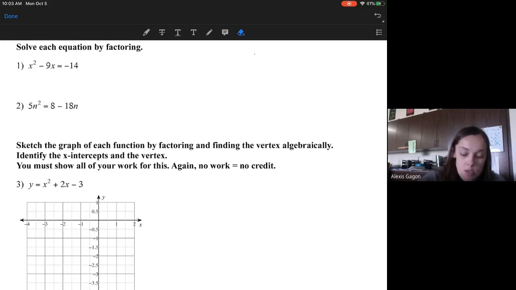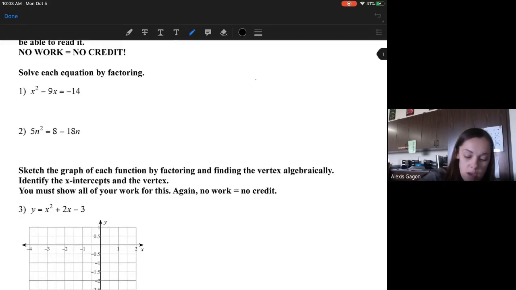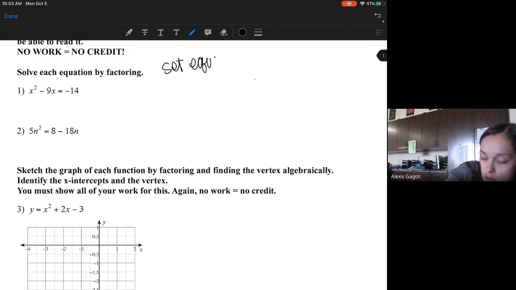Let's look at this first one. I need you to show work on this entire test, so as you're going through this, make sure you are showing work. For these first ones, if we're solving by factoring, that just means we set the problem equal to 0, then factor, and then set the factors equal to 0.